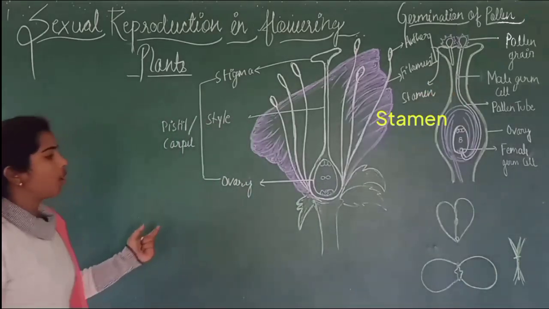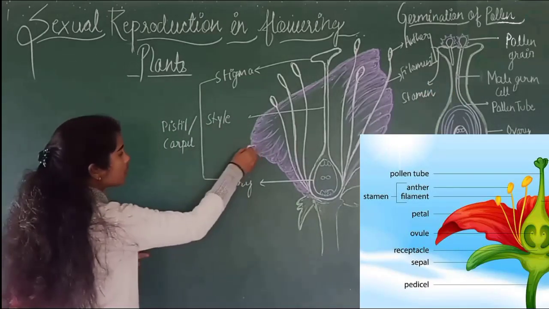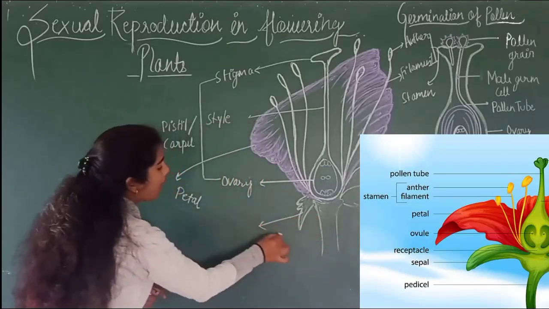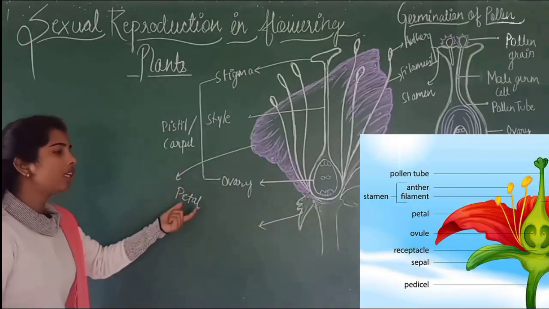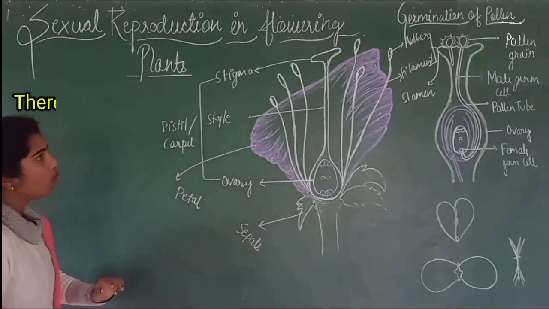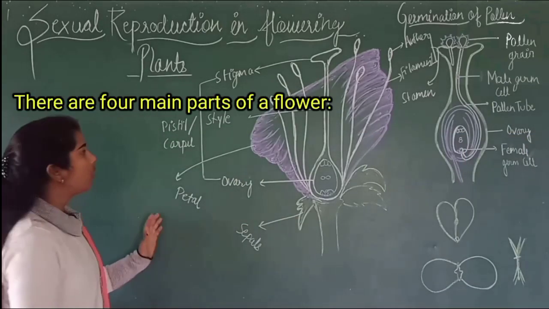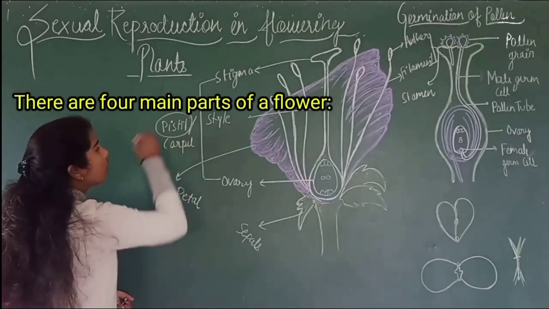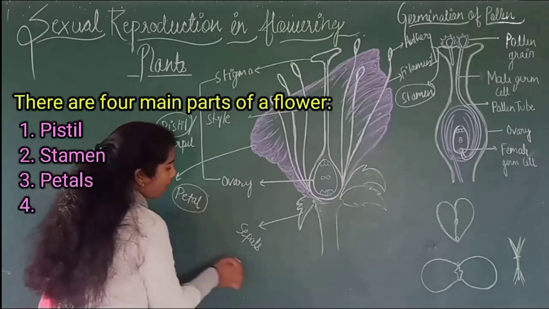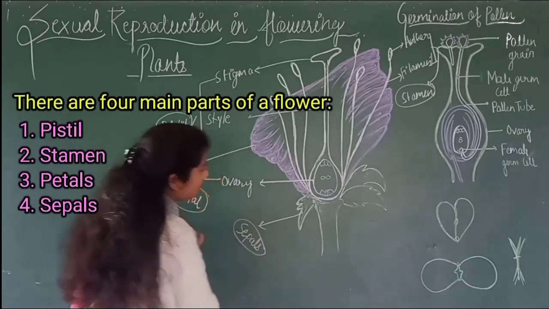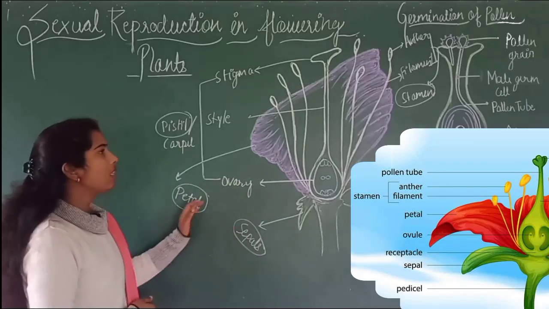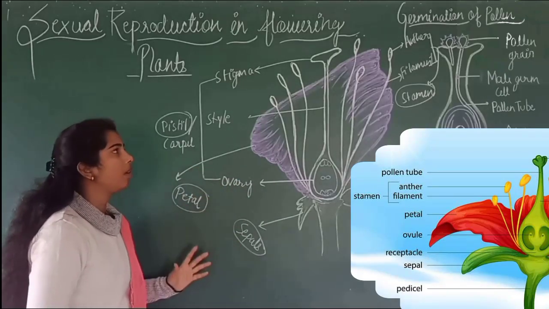The colored part of the flower is known as the petal, and the green part below the flower is known as the sepals. There are mainly four main parts of the flower. First is the pistil, second is the stamen, third is the petal, and fourth is the sepals. Sepals are the green part of the flower and petals are the colored part of the flower.